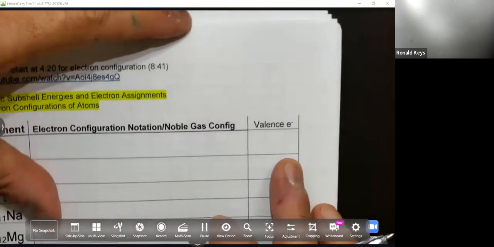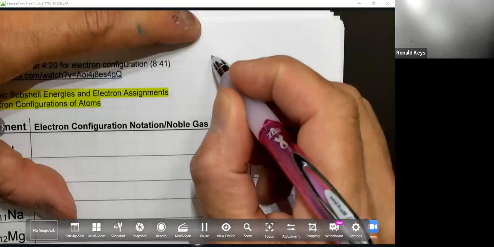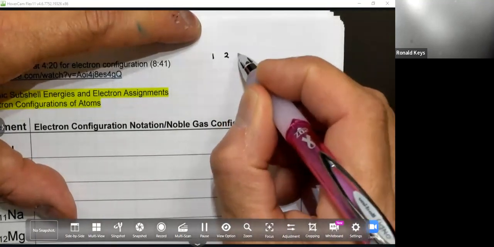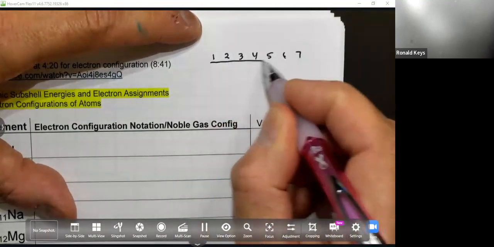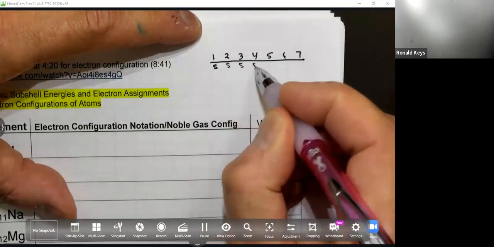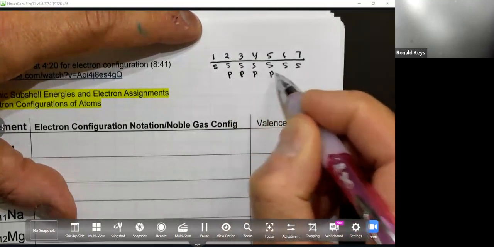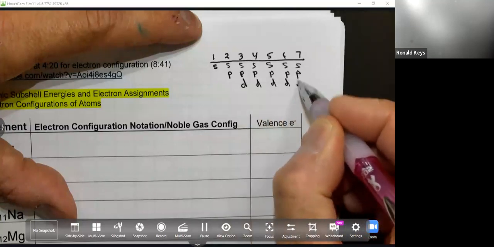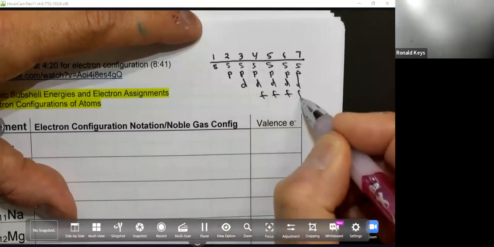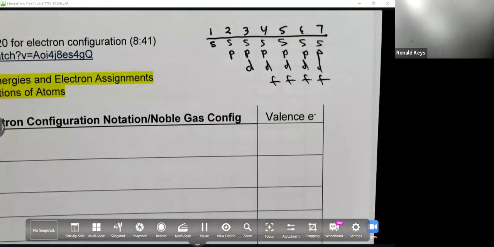So we're going to do this diagram right here in this right corner. Let me draw the sides of it, and then I think I'm going 1, 2, 3, 4, 5, 6, 7. I'm just drawing a line. I put an S underneath all of them. I'm skipping the 2 to do a P. For the rest of them, I'm skipping the 3 to do a D. And I'm skipping the 4 to do an F. Go ahead and do that much right there. 1 through 7, S, S, S, S, P, P, P, P, P, D, D, D, D, D, and so on.